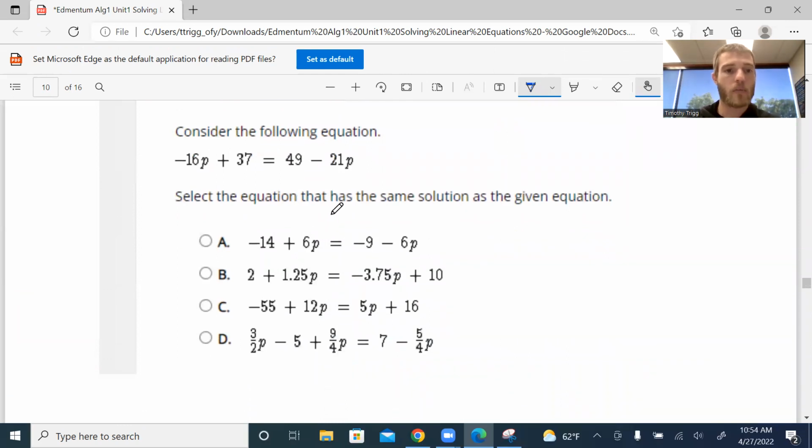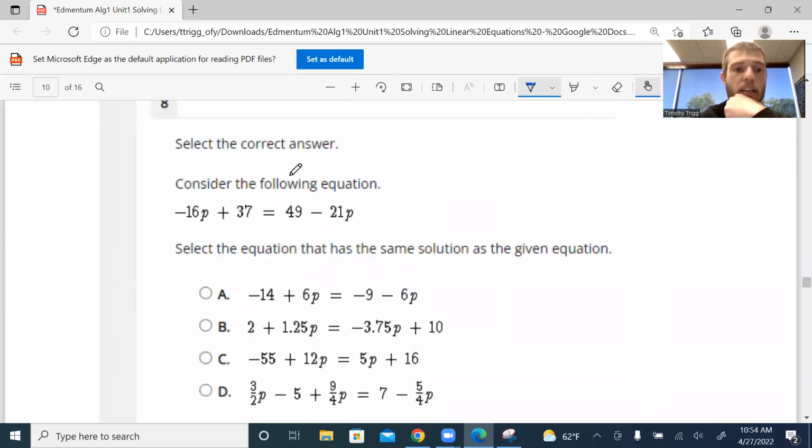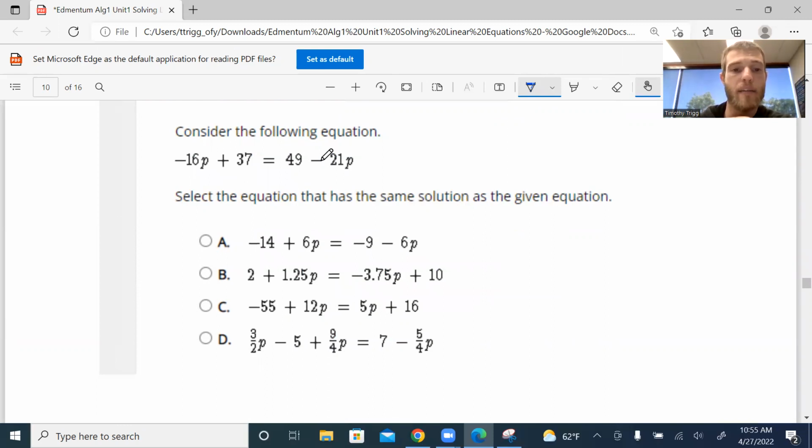All right, this one's going to involve a bit of solving. Select the correct answer. Consider the following equation: negative 16p plus 37 equals 49 minus 21p. Select the equation that has the same solution as the given equation. So first, let's find the solution for this equation. Here I've got p's on both sides of the equal sign. There's negative 16p on the left and a negative 21p on the right. Whenever I see that, I like to move all my variables to the same side of the equation. So I'm going to add 21p to both sides.